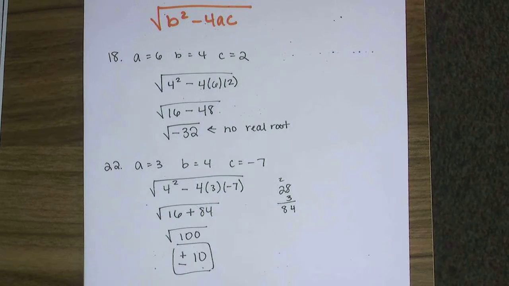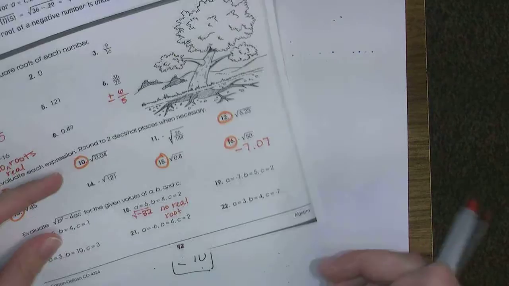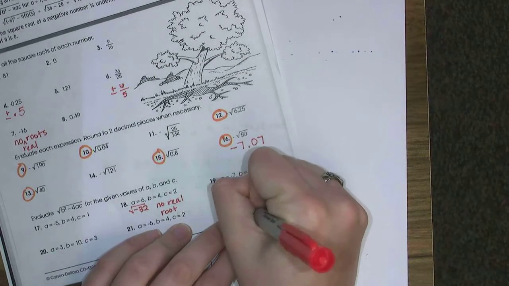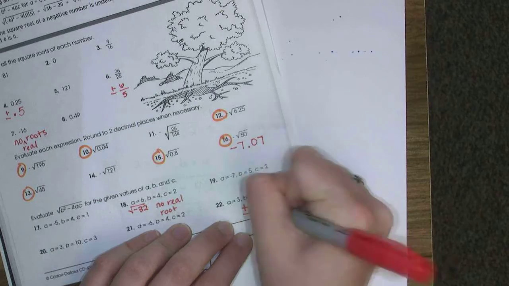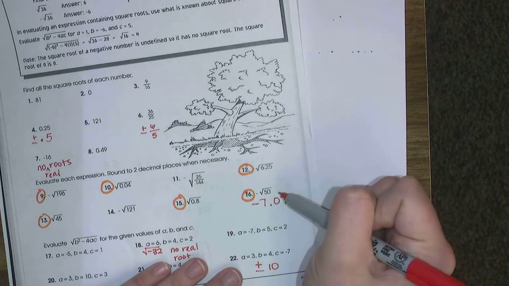The only reason this one up here was not plus or minus is because we're going with whatever sign is given in front of it. So those ones, that's what's different. Up here, you go with whatever sign's in front of it. Down here, it's plus or minus. So that's it for that worksheet.